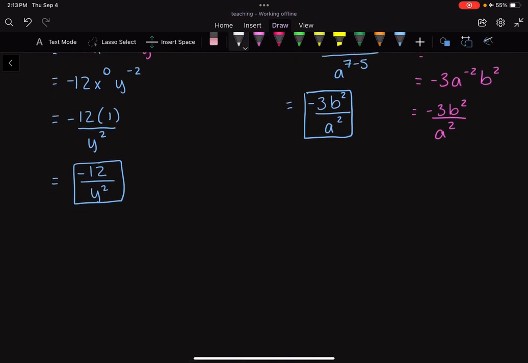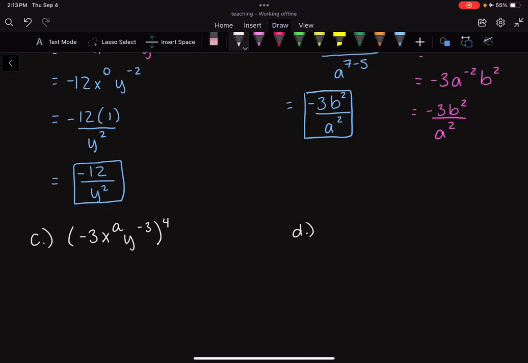And I do have a part C and part D. Part C is -3 x to the power of a, so not a number, I'm actually writing a, y to the -3, and it's all to the power of 4.